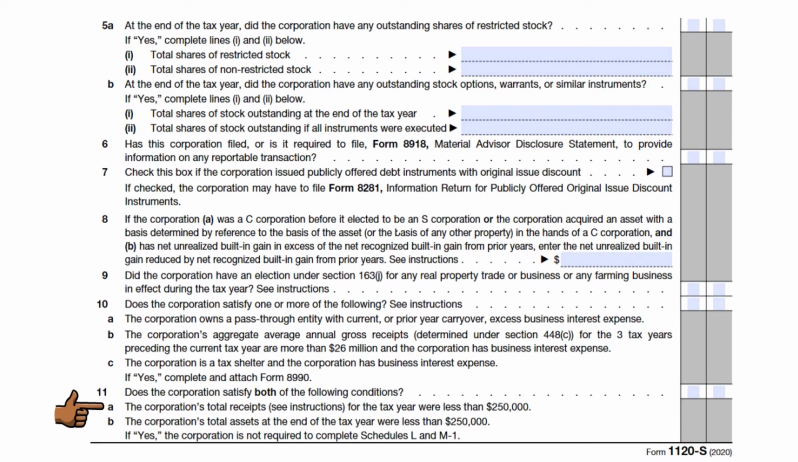On Schedule B, question 11A asks: does the corporation satisfy both of the following conditions? The corporation's total receipts for the tax year were less than $250,000, and the corporation's total assets at the end of the tax year were less than $250,000. If yes, the corporation is not required to complete Schedules L and M-1. But if you said no, in other words, the company is making more money, then yes, you must complete them.